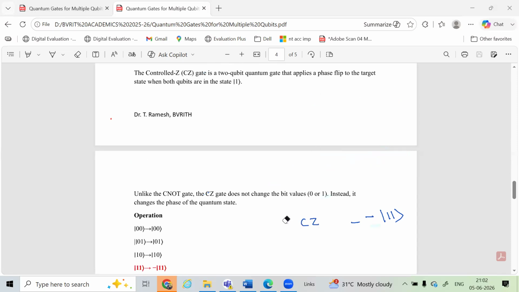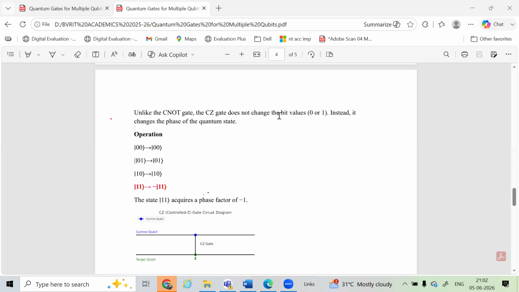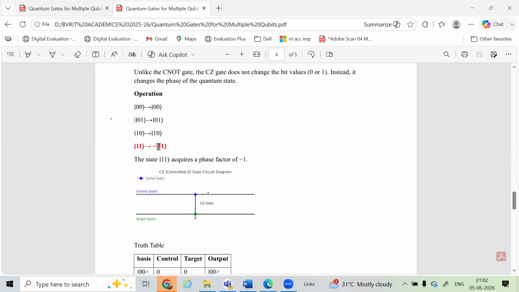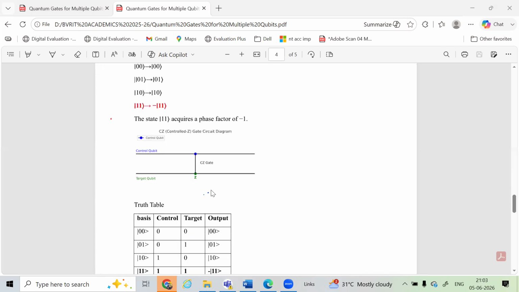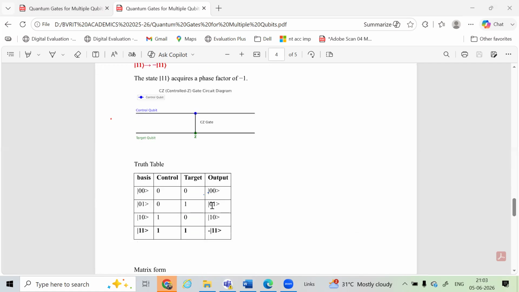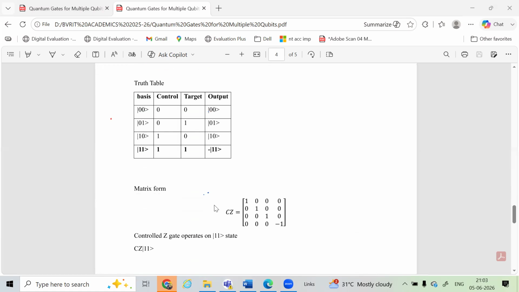Just as I mentioned, unlike the CNOT gate, the CZ gate doesn't change the bit values 0 or 1. Instead, it only changes the phase of the quantum state. The 1 1 state changes to minus 1 1. This is the symbolic representation. Both look the same: the control qubit and target qubit are both symbolically represented as Z. So this is the truth table related to the gate form.